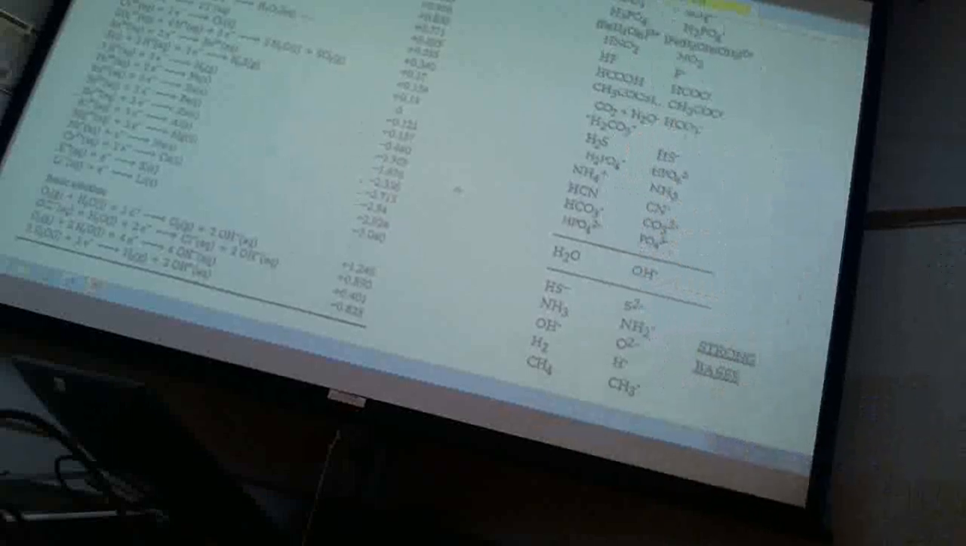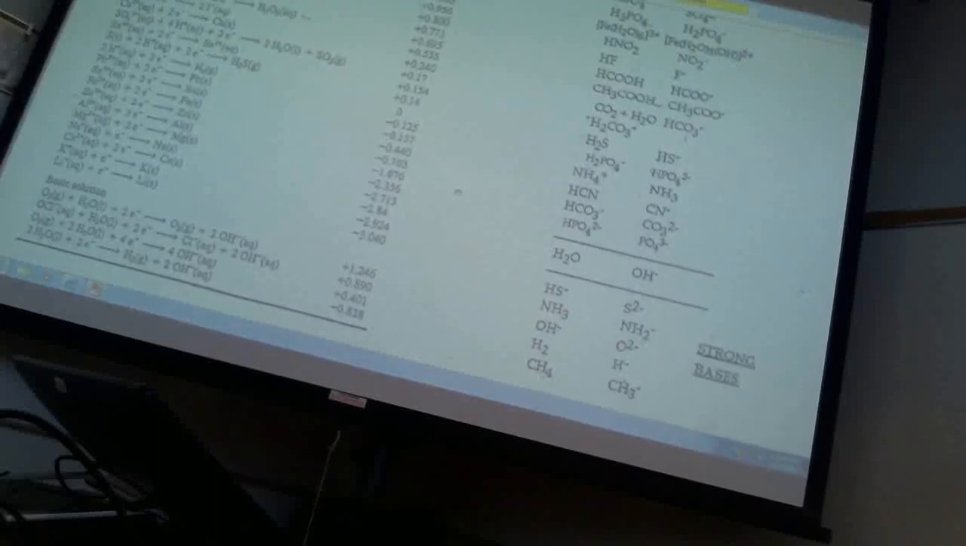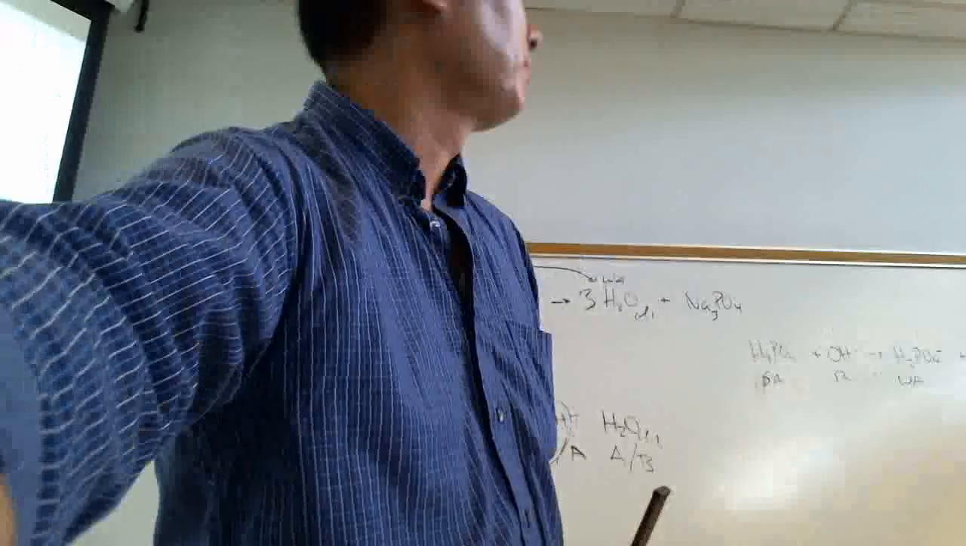And dihydrogen phosphate is quite a bit weaker. And so we are going from stronger acid to weaker acid. Right? But is this right? Look okay to you? Does this look okay to you? This is a trick question.